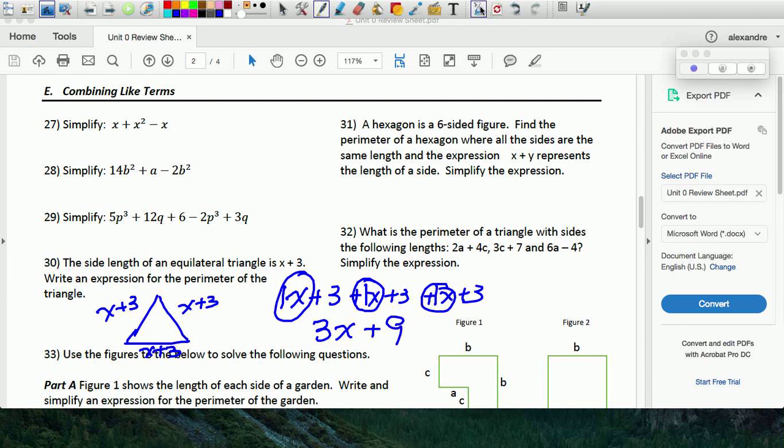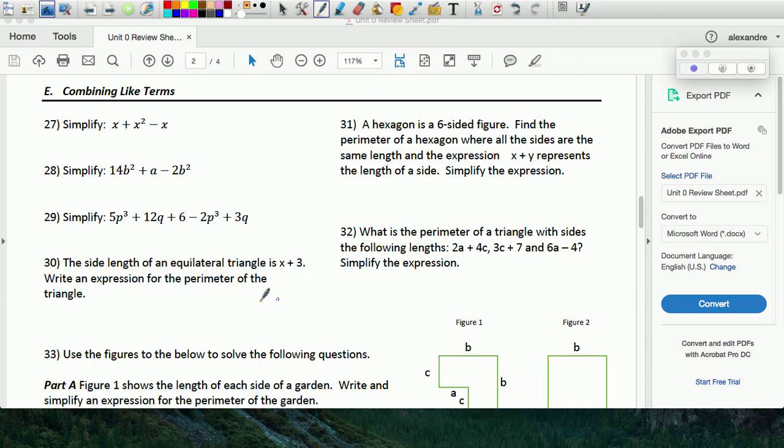So that's fine. Again, you could have done it that way, or you could have used the distributive property and say, I have 3 of the same, right? 3 times x plus 3. And use the distributive property. 3 times x is 3x. And 3 times 3 is 9. And then you notice you get the same answer.